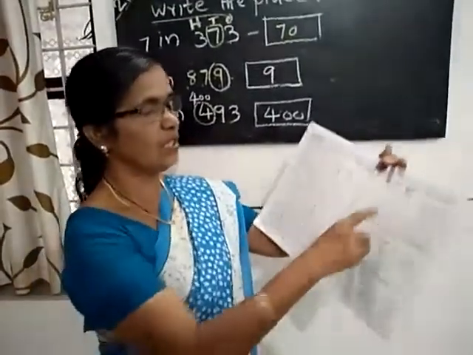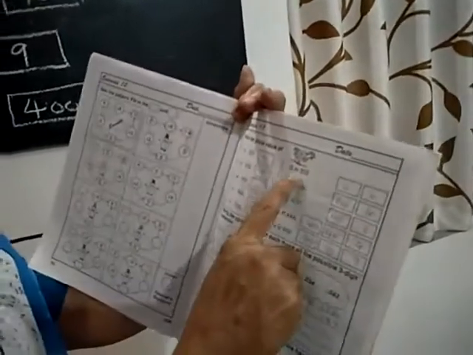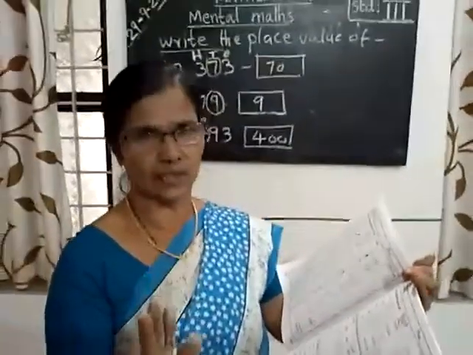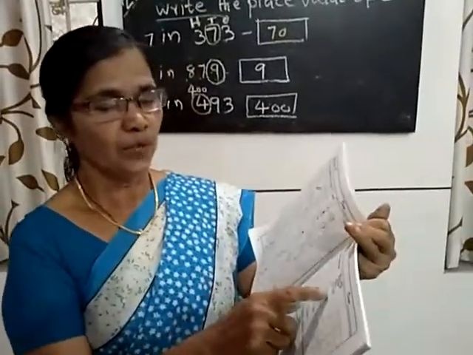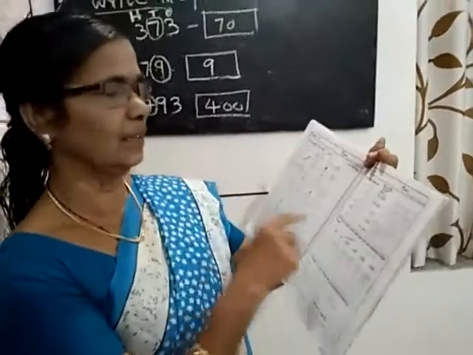Then next here, 0 in 302. What is the place value of 0 in 302? There are no digits or numbers there, only 0. 0 means nothing. So 0 ones and 0 tens.